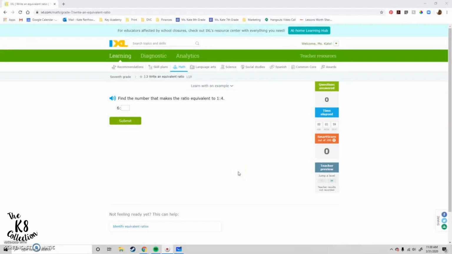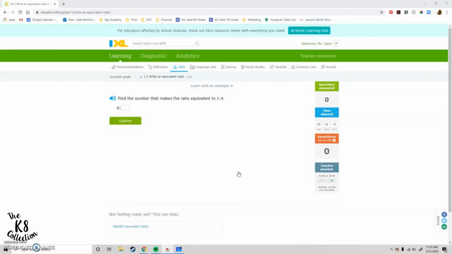Okay, hi students. So this is a quick tutorial video on how to write equivalent ratios, and I'm creating this for the IXL assignment 7th grade J.3, write an equivalent ratio. So here is our first problem.